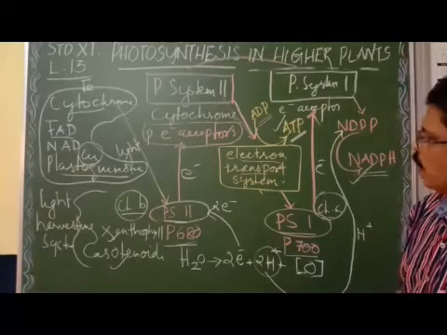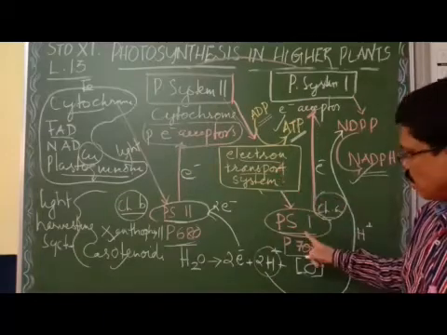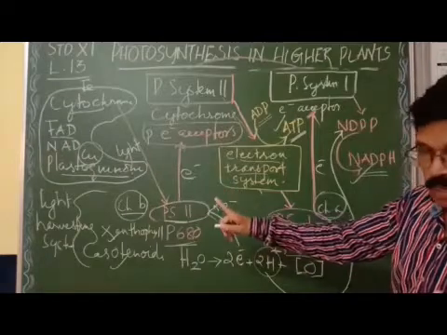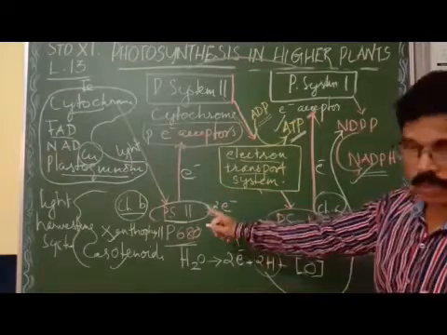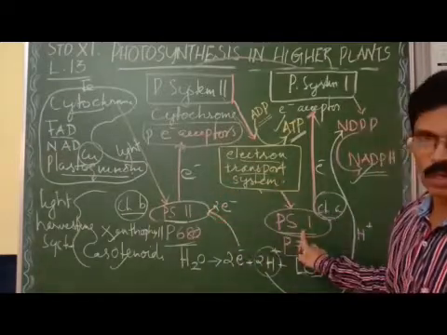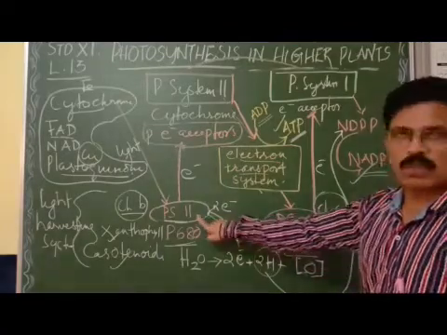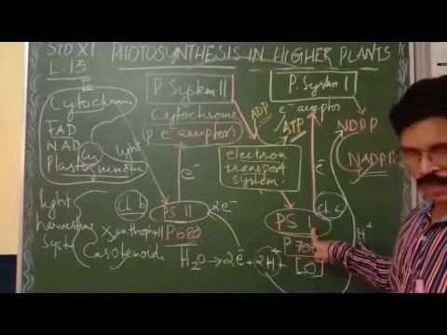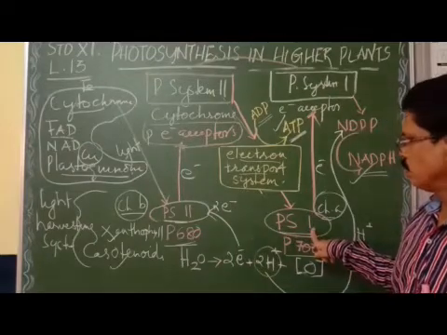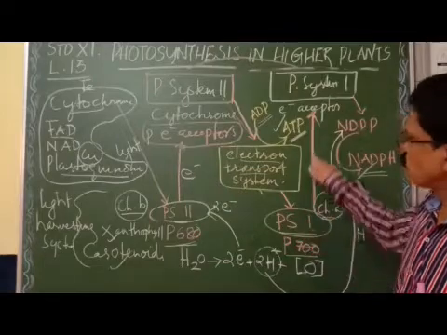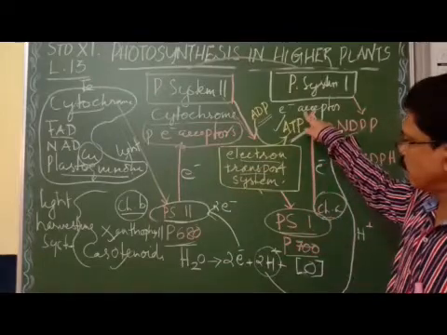Clear? Now the electrons come to PS1. We have to understand that the electrons starting from PS2 come to PS1 and never go back. So the electrons lost from PS2 come to PS1. Now PS1 is excited, emitting electrons, accepted by an electron acceptor.